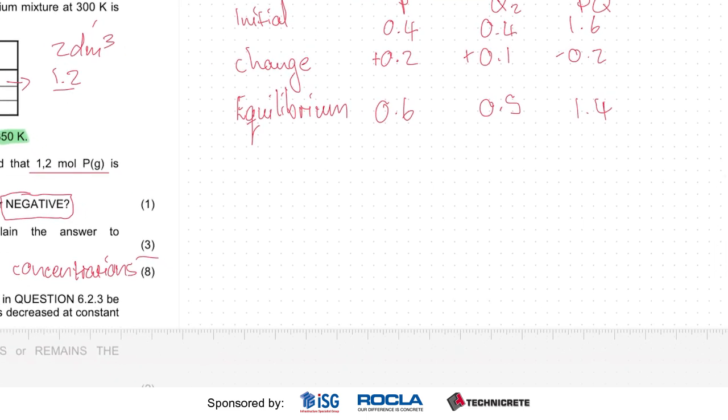So now we just plug it into our equation. So equilibrium constant equals products, so PQ, of course, to the power 2, over reactants, so P. Okay, wait, let me just write it first, then I'll plug in the numbers. So P was 0.6 to the power 2 versus 0.5.